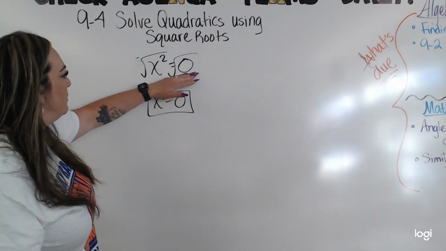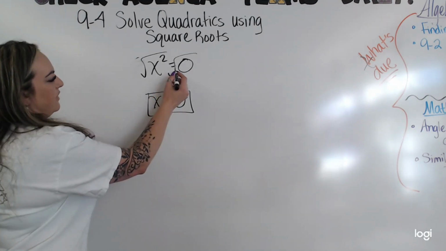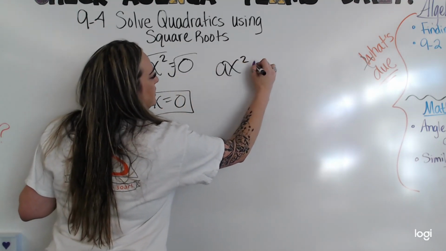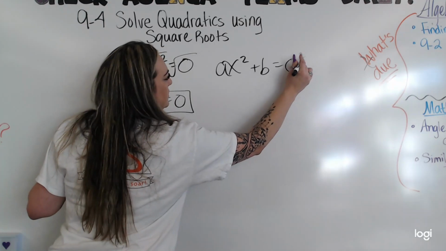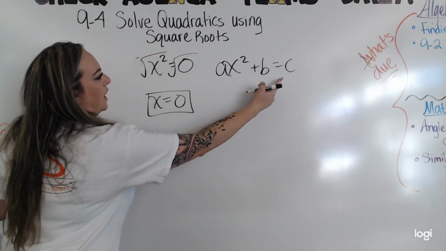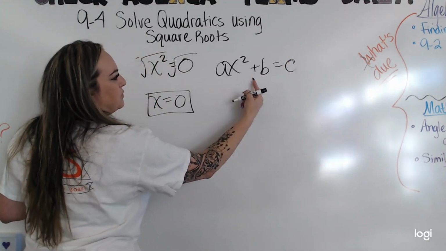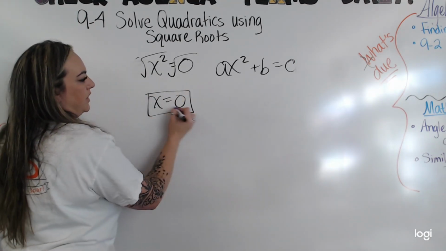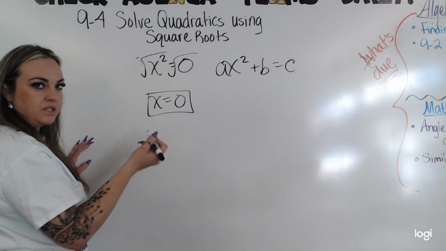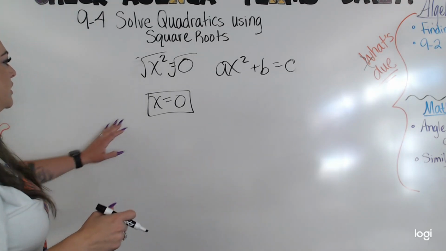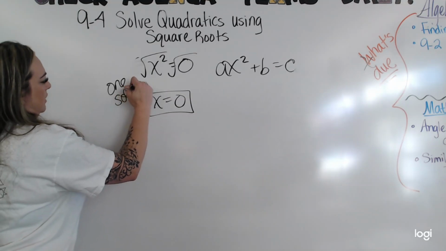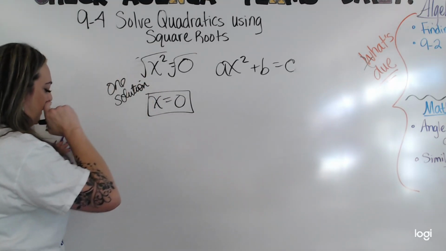So anytime you're solving, and even if you have to, let's say you have this, whoops, this is C. Once you subtract b and then divide whatever it is, once you get down to x squared equals 0, the only possible solution is that x is 0. So that's one solution.